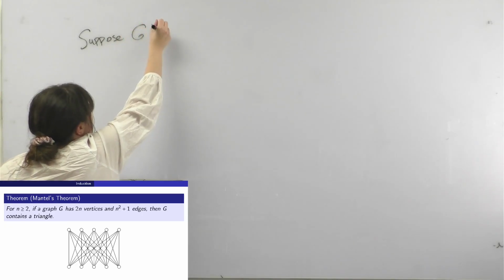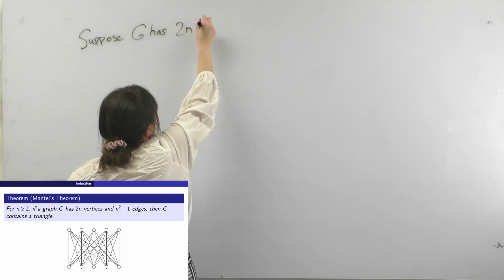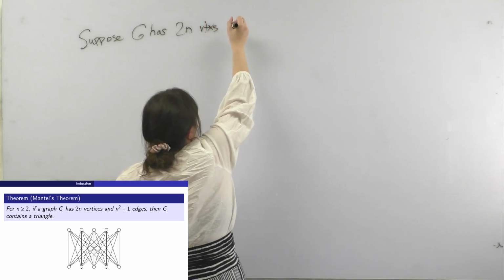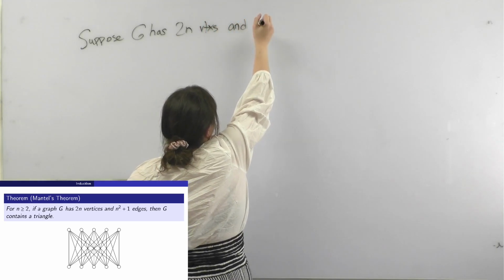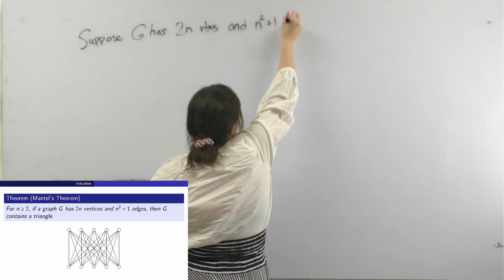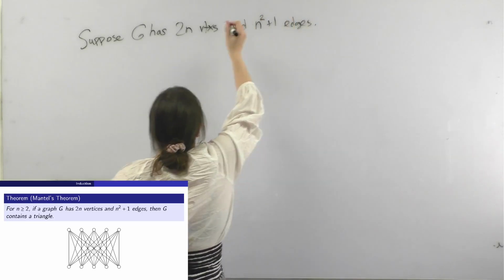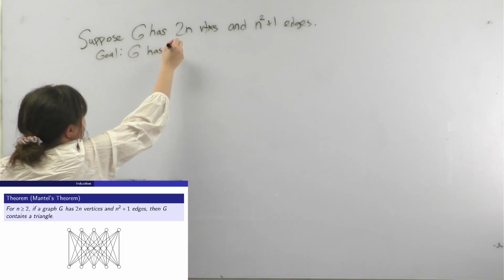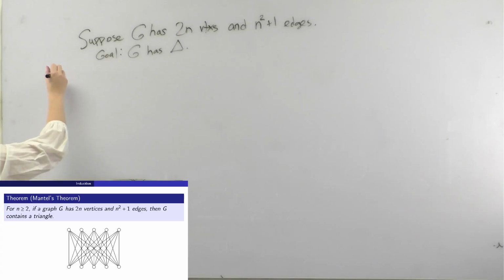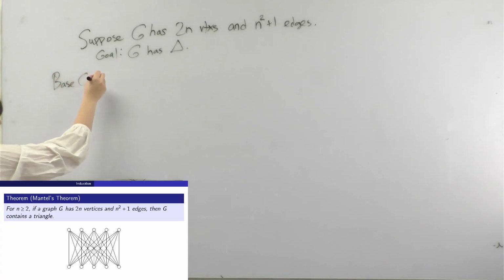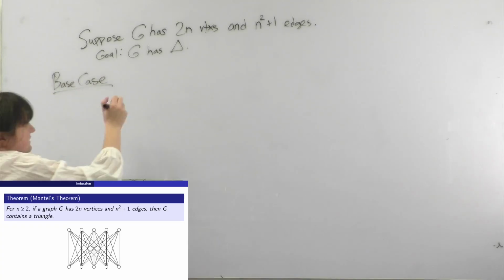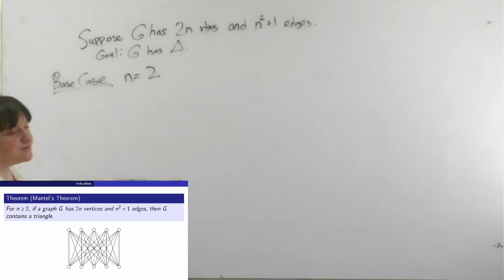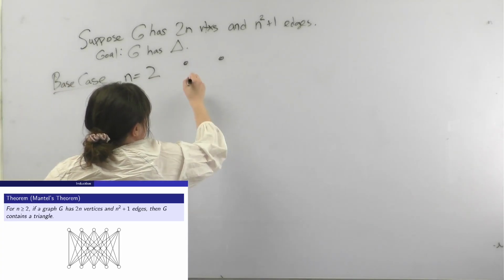Okay, so suppose G has 2n vertices and n squared plus 1 edges. My goal is that G has a triangle. Base case, we're told that this works for n at least 2. So our base case will be n equals 2. So 2n is equal to 4. I have 4 vertices.